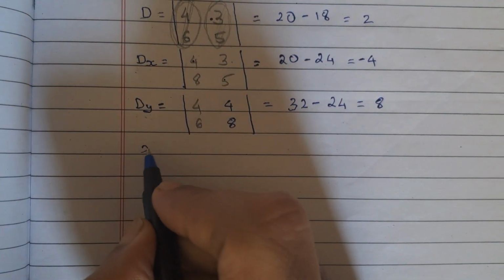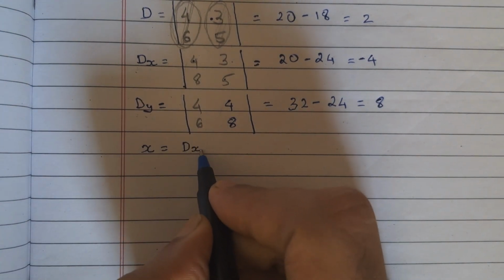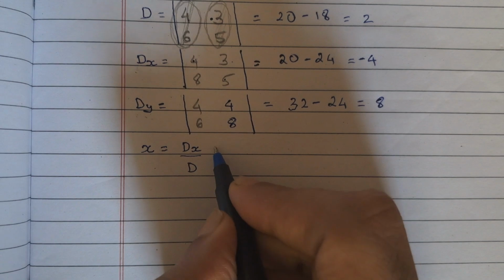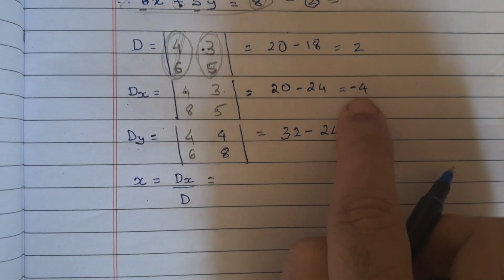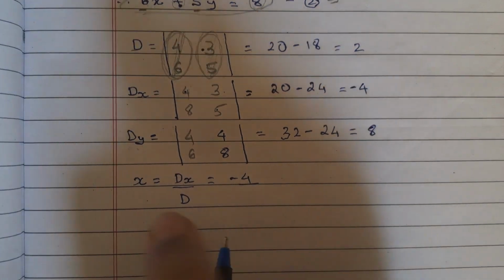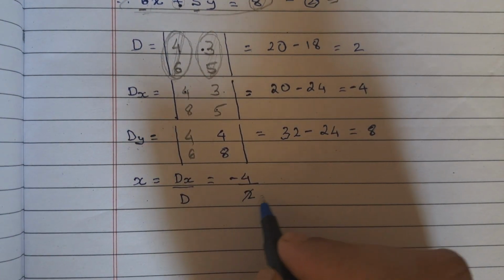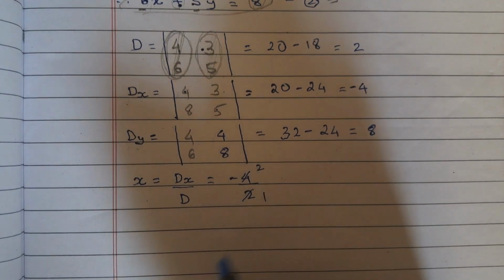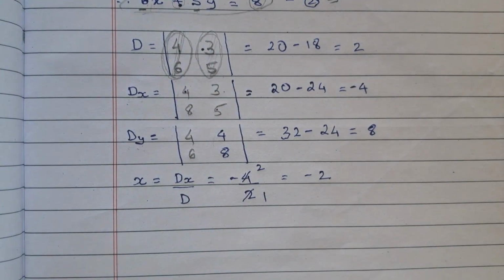In order to get the value of x, simply divide dx by d. What do we mean by that? dx is over here. What is the value of dx? It is minus 4. And what is d? d is over here, it is 2. And cancellation is possible in this scenario. 2 1s are 2, 2 2s are 4. So what we are left with is 2 with a negative sign.